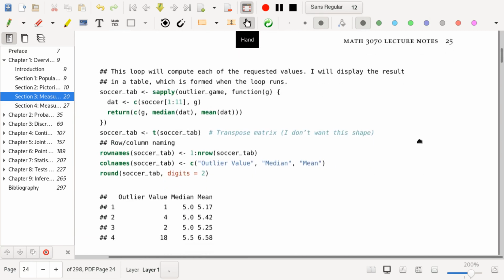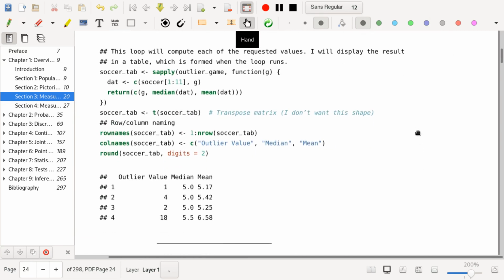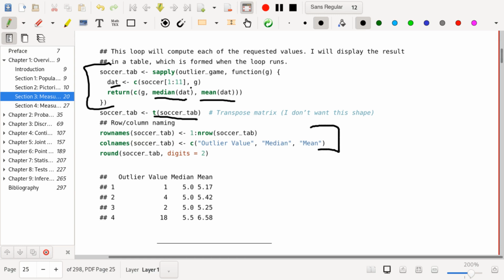And here is some R code. The idea of this code is I'm going through a loop, adding this observation to a version of the data set, and then computing the median and the mean of that data set. The result will be an R matrix. I take the transpose of that matrix because that's the version of the matrix that I prefer. I'm giving the matrix some row names and column names, do some rounding, and this is the resulting matrix, and it's pretty similar to what we had before.